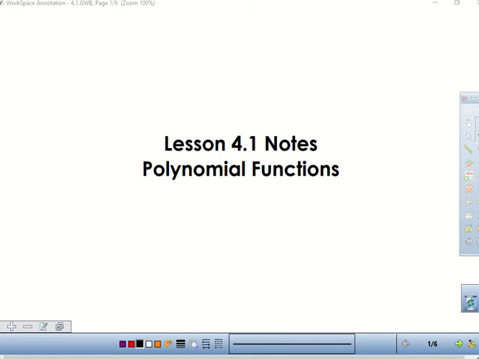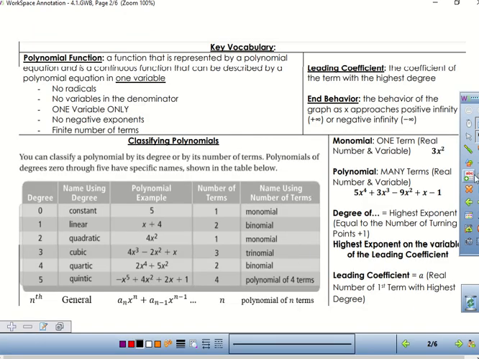Alright everyone, so today we're going to be talking about polynomial functions. This is 4.1. This is the first section of Unit 4. So you can read through this.